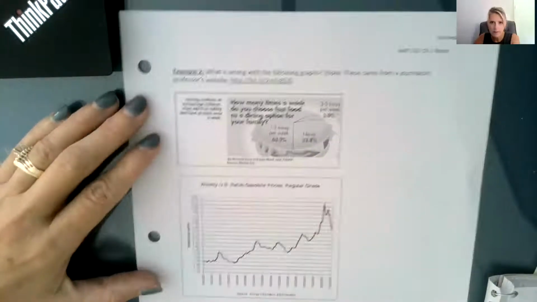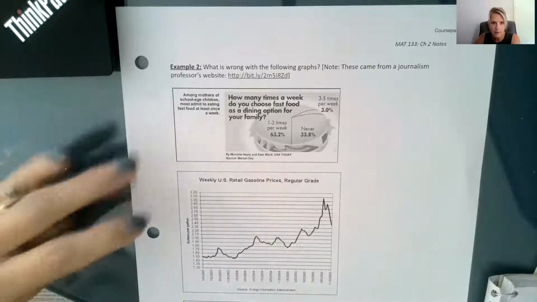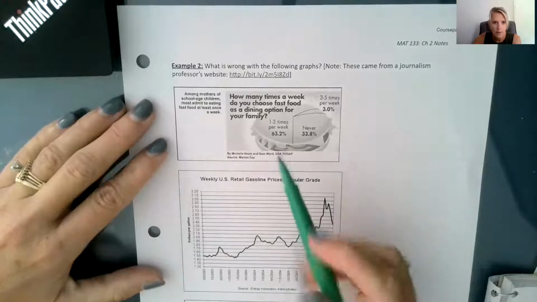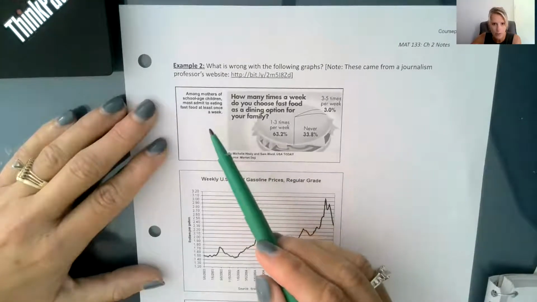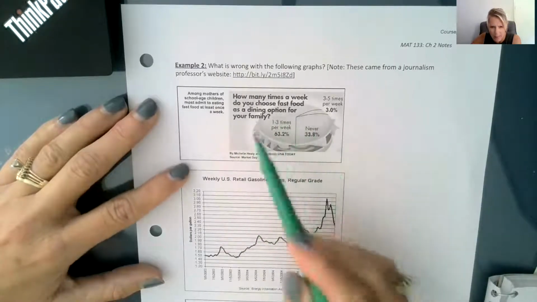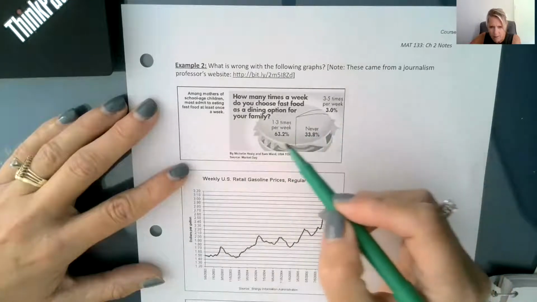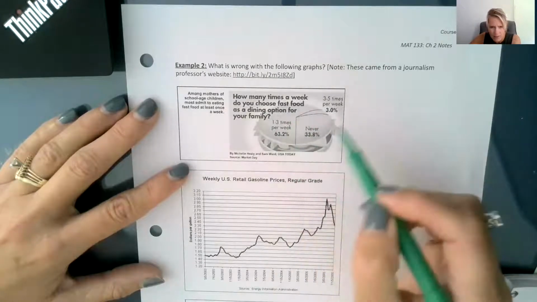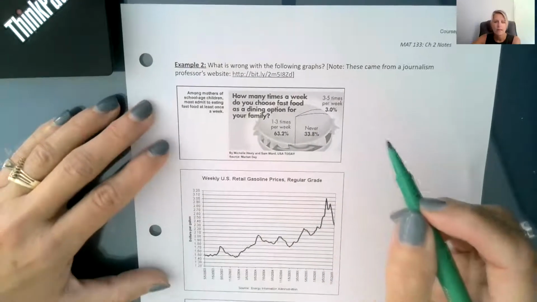Example 2 here says, what is wrong with the following graphs? These came from a journalism professor's website. Interesting. Among mothers of school-age children, most admit to eating fast food at least once in a week. This is like some weird 3D. It looks like a sandwich they're trying to break it into. So it doesn't even really make a circle shape. So that's kind of weird.